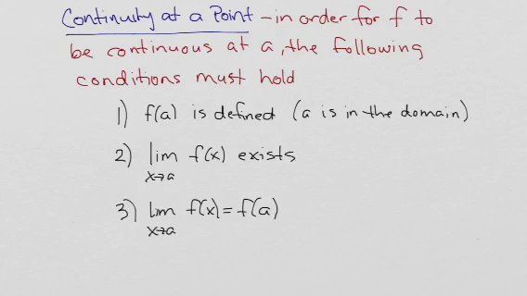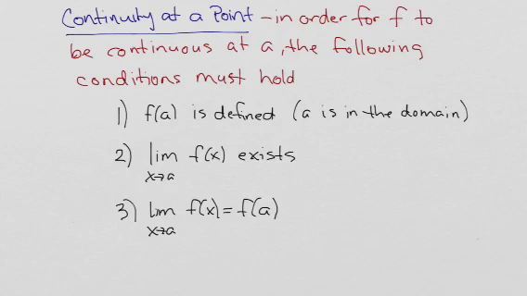All right, first one, f of A is defined, and A is in the domain of the function. We'll talk about that in a second. We'll look at an example of each of these. Number two, the limit as x approaches A of f of x exists. And then the third thing that needs to happen for something to be continuous is the limit as x approaches A for the function is also equal to the value of the function at that spot.